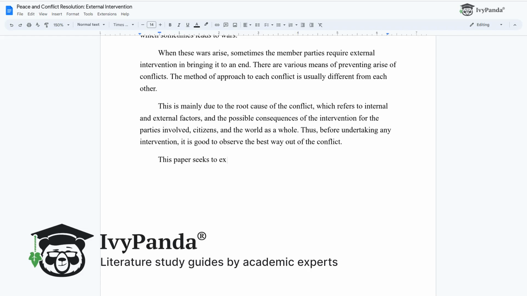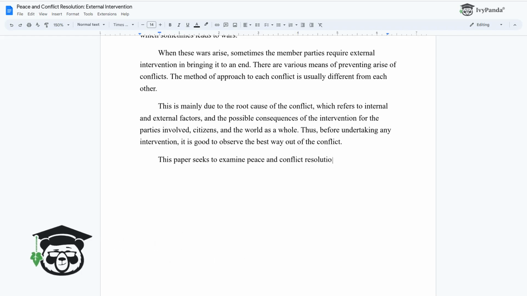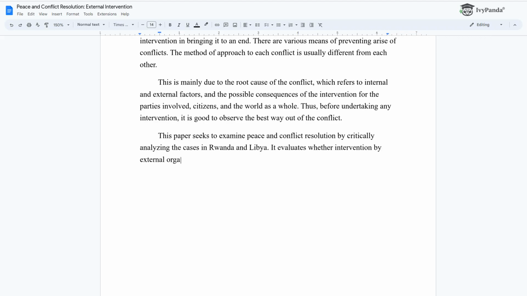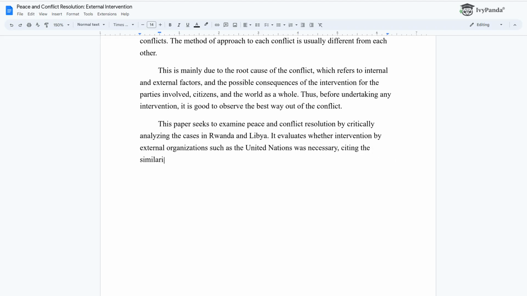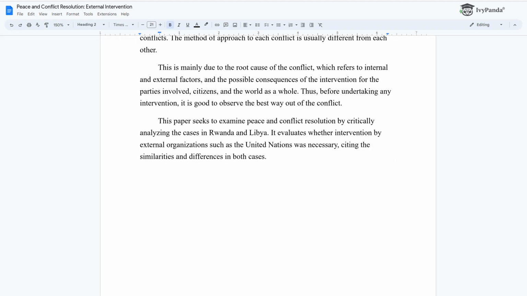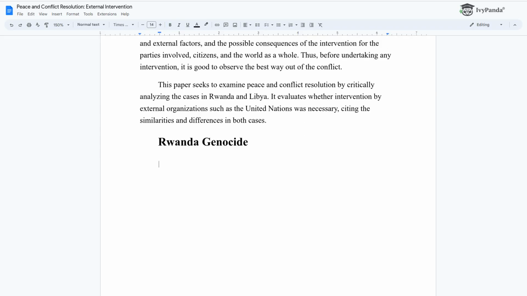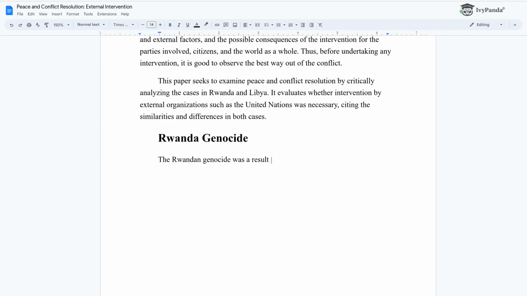This paper seeks to examine peace and conflict resolution by critically analyzing the cases in Rwanda and Libya. It evaluates whether intervention by external organizations such as the United Nations was necessary, citing the similarities and differences in both cases. Rwanda genocide. The Rwandan genocide was a result of conflict between the Hutus and the Tutsi.